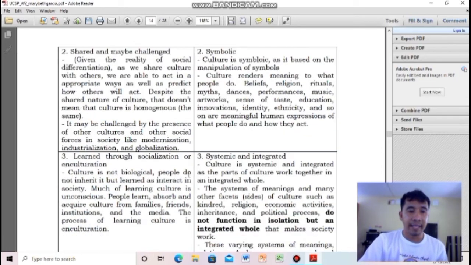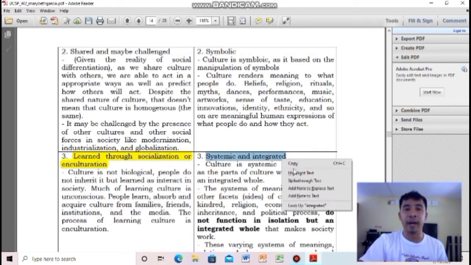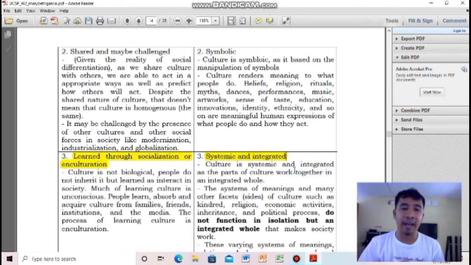Okay. Next is learned through socialization and enculturation. That is, if you communicate or live with the other members of the society like our family and friends, we tend to absorb and learn their culture. For example, you come from an island and move to the city, so there are things where the culture in the city is different from that in the countryside or on the island.